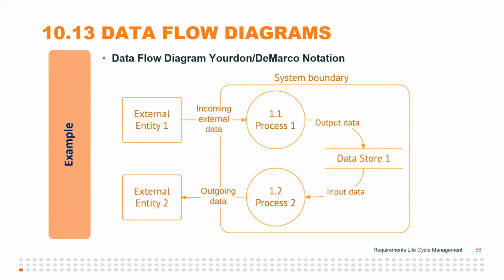And then this is a different type of data flow diagram with different notation. It's Yourdon-DeMarco notation. So once again, you can see how the data flows from external entity 1 through the data store 1, through the process 1, data store 1, process 2, and then to external entity 2.